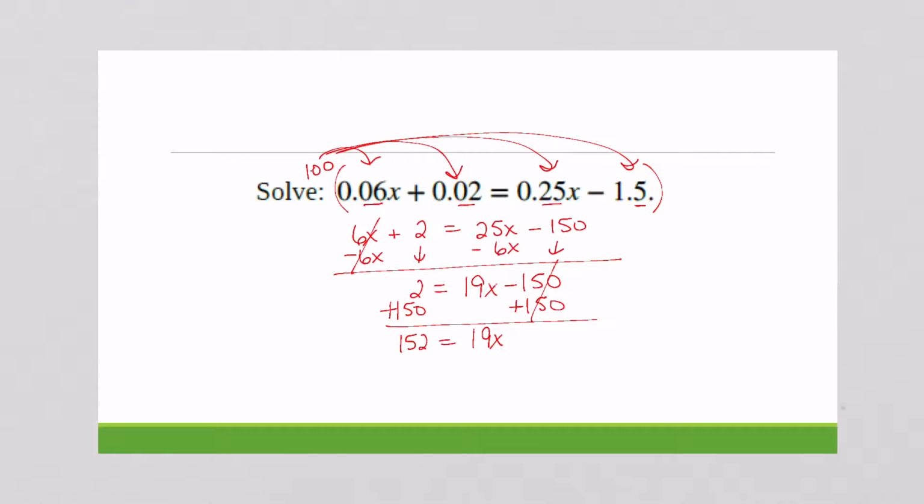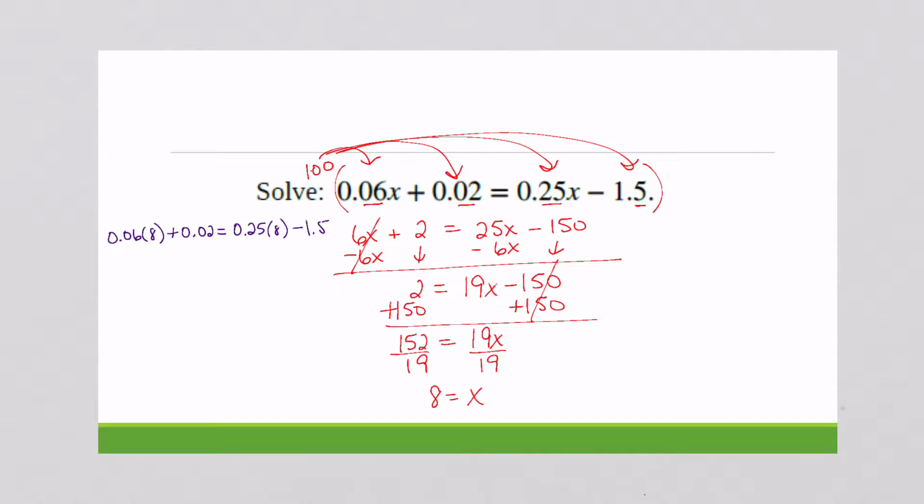That created 0. Now I want a 1 in front of that x, so I'm going to divide both sides by 19. And 152 divided by 19 is 8. So now you can test it. So I'm going to put 8 in everywhere that I see x. 0.06 times 8 plus 0.02 equals 0.25 times 8 minus 1.5.